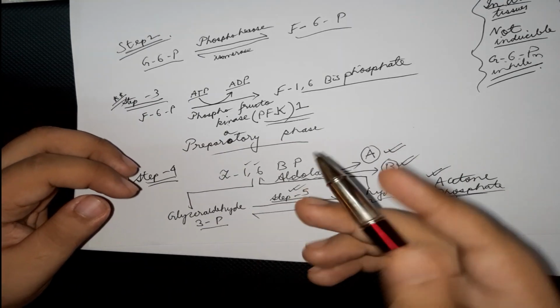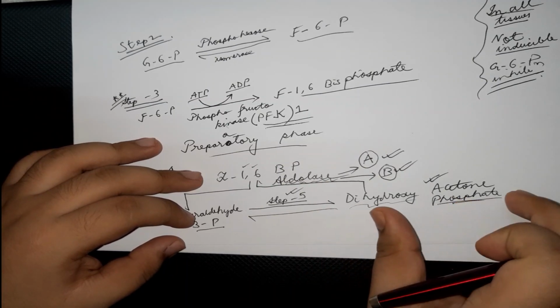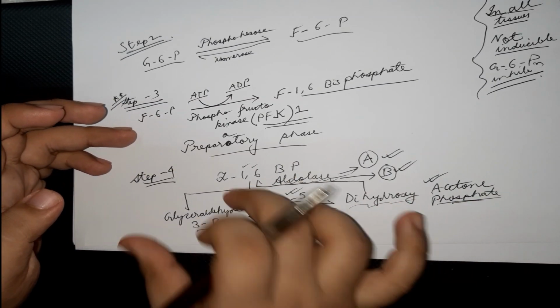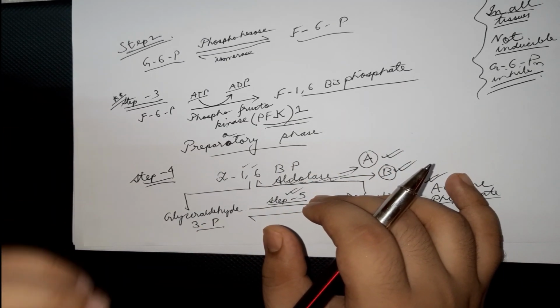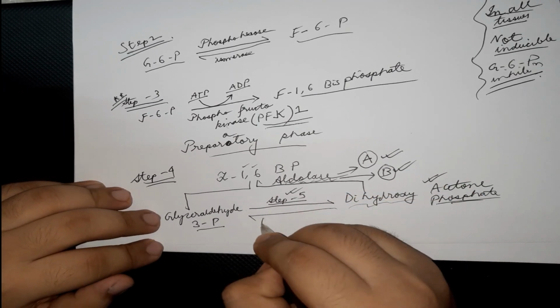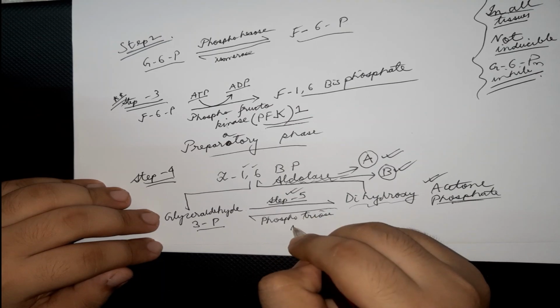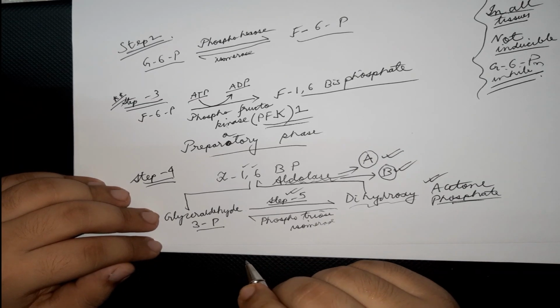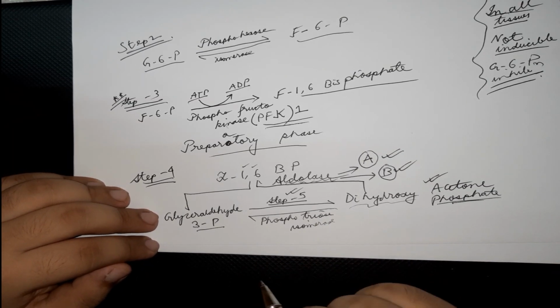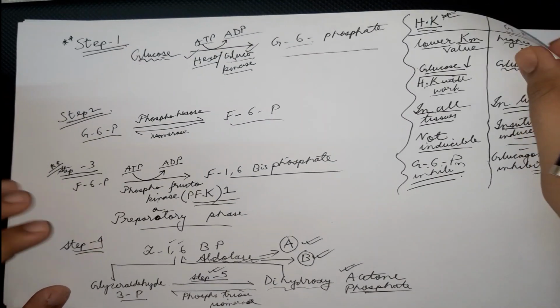Okay. By the way, the enzyme here is, see, this is dihydroxyacetone phosphate and glyceraldehyde 3-phosphate, right? They are actually isomers of each other, right? So isomerase, phosphotriose isomerase is the enzyme which is used here. Okay, right? So phosphotriose isomerase. Now let's move on to the next step, which is step number 6.